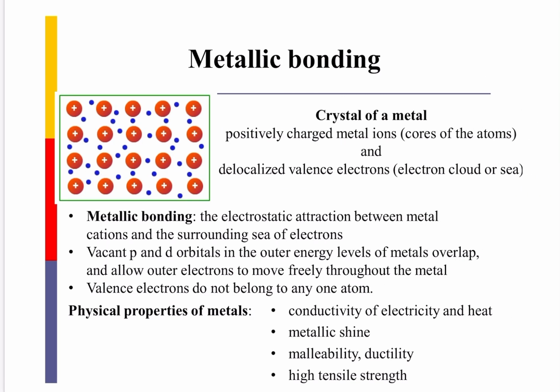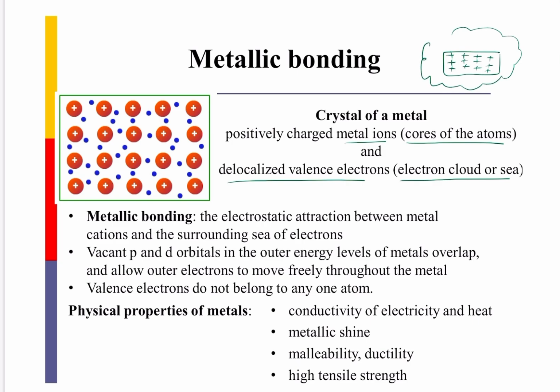Metallic bond, as I mentioned, between the metals, is the type of crystal of the metal. It is important because positively charged metal ions form the nucleus or core of the atoms, and it has a delocalized valence electron cloud or electron sea. If you see in the center, we have positively charged metals, surrounded with the electron cloud or electron sea.